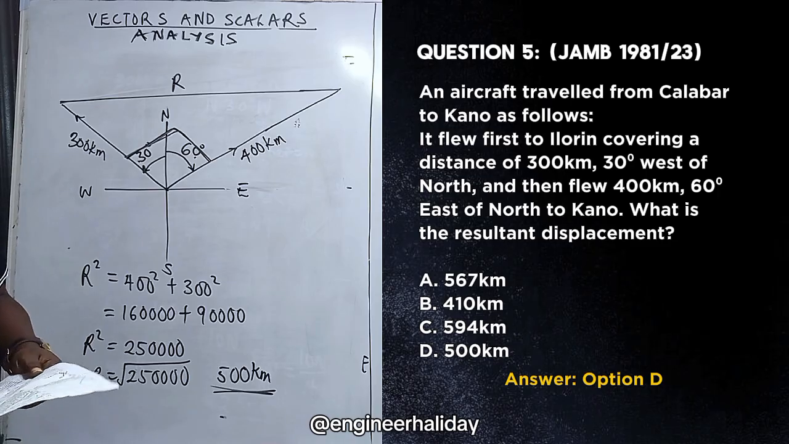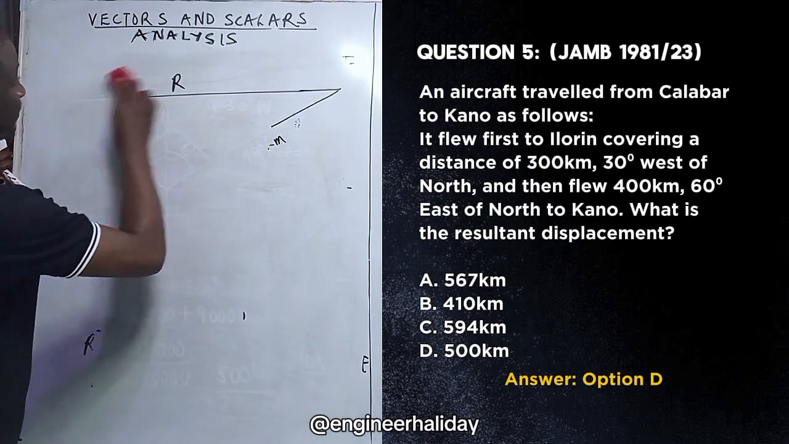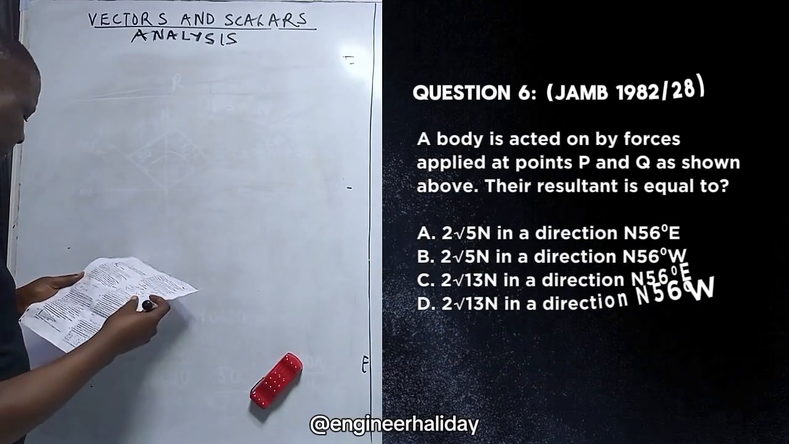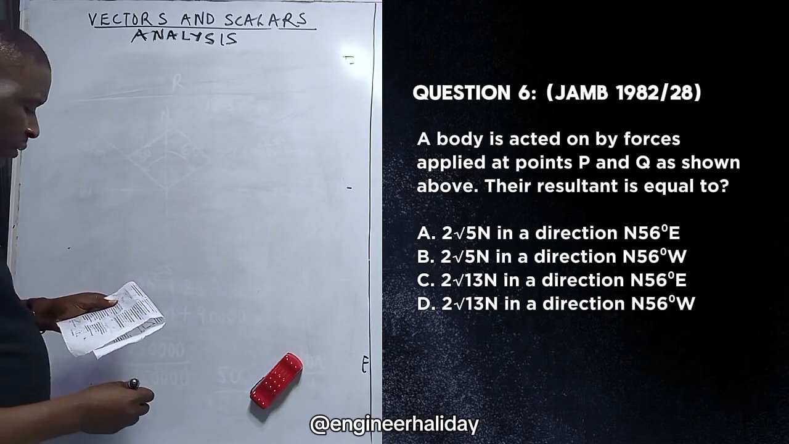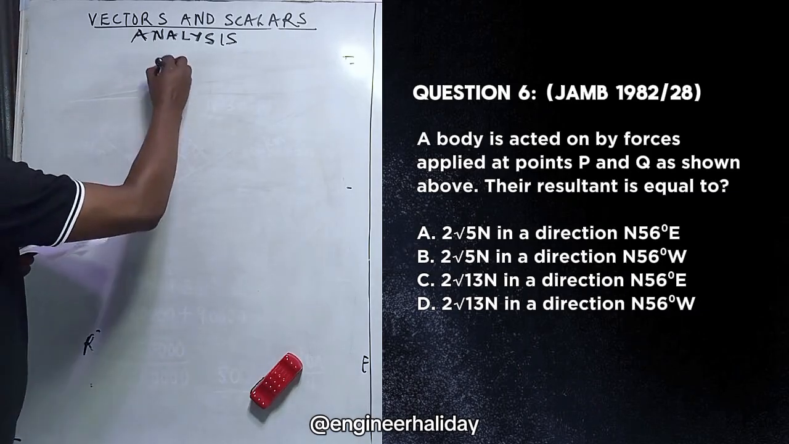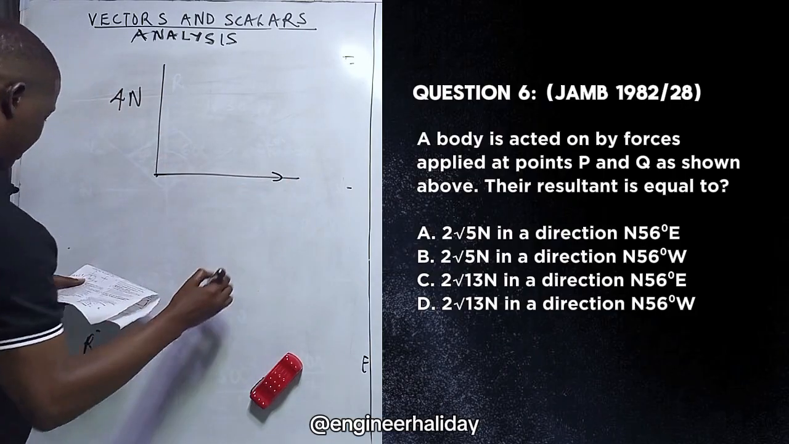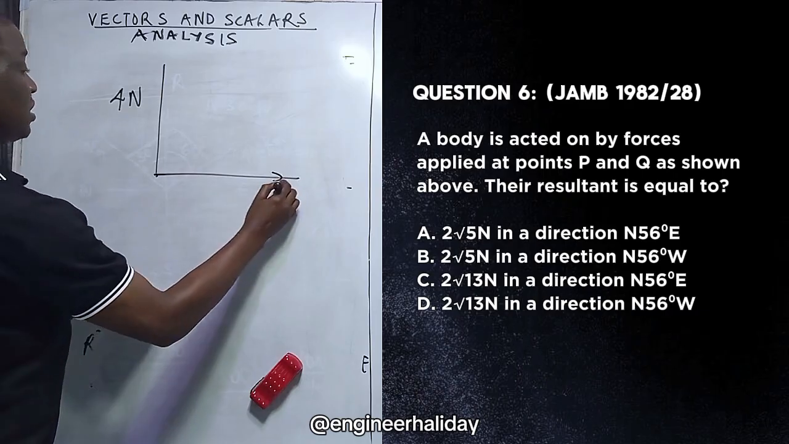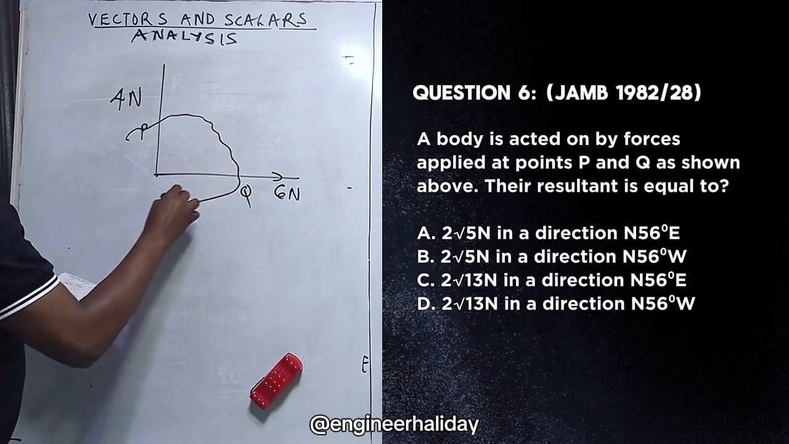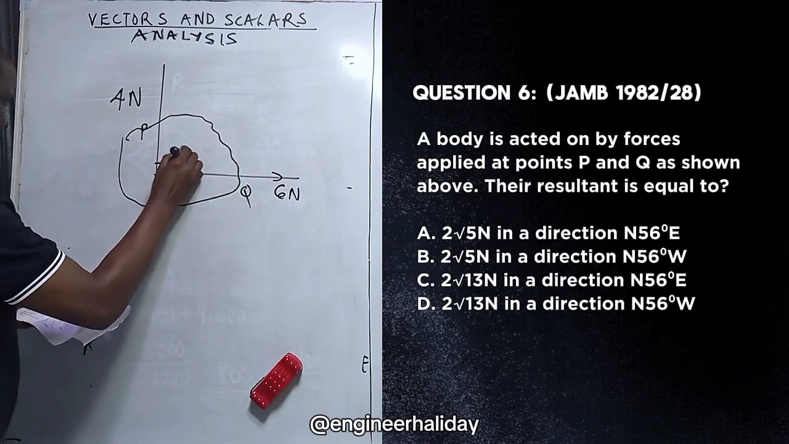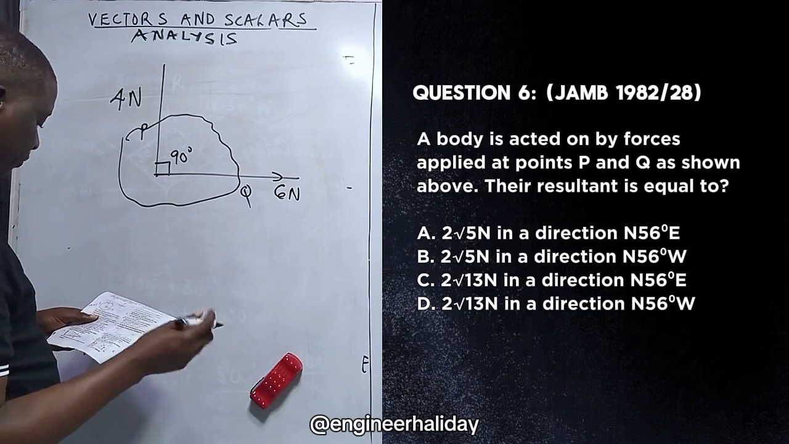That is number 5. Number 6, which is the second to the last question, to call it a day for this part 3. A body is acted upon by forces applied at point P and Q as shown in the diagram below. One force is 4 Newton, another is 6 Newton. This is Q and this is P. We have a diagram something like this, here is 90 degree.